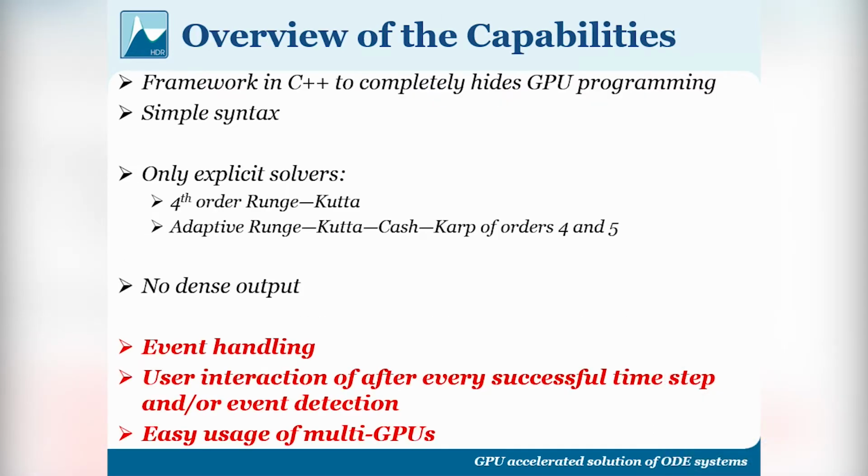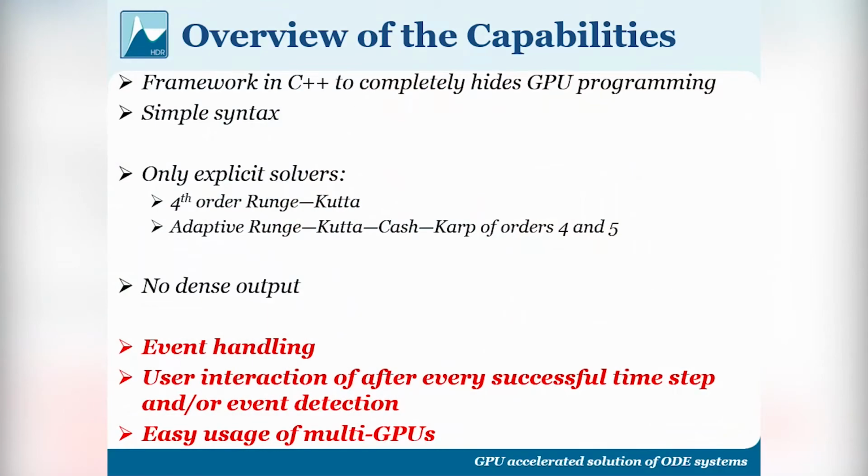Now let us have a short general overview of the capabilities of the program. It is written in C++ and it offers a framework to completely hide GPU programming. I try to keep the syntax as simple as possible to be usable by users who are new to C++ programming. A drawback is that so far there are only explicit solvers incorporated into the package, the fourth order Runge-Kutta scheme and the adaptive Runge-Kutta Cash-Karp method.